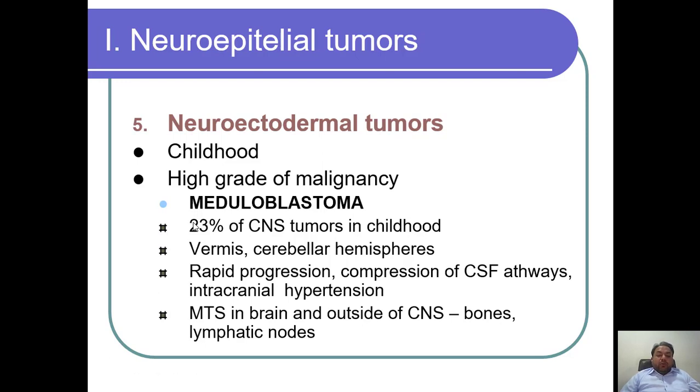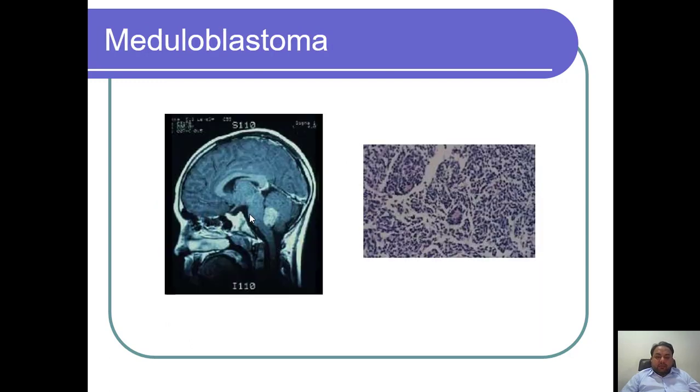And then neuroectodermal tumors like medulloblastoma. It is frequently seen in children. It involves the brainstem. Brainstem is controlling our respiration, our heart rate. So it's very high grade. It has a high grade of malignancy, rapidly progresses. It could metastasize to other parts of the brain, other parts of the body as well. This is an example of medulloblastoma.